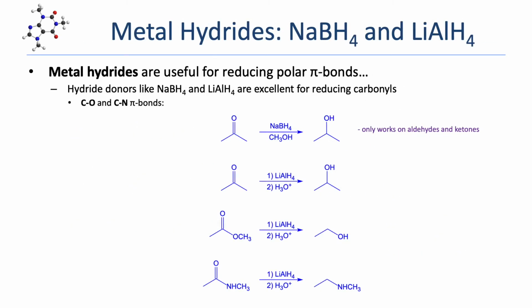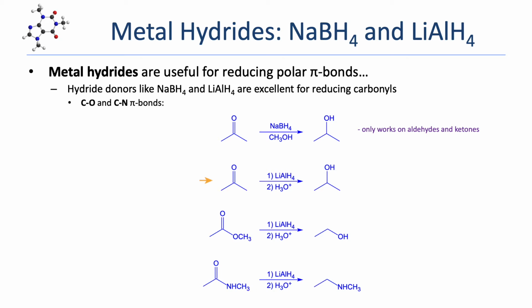The next category of organic reductions are those that use metal hydrides or hydride donors. Hydride donors can be thought of as sources of H-, or hydride, and are useful for reducing more polar pi bonds, particularly the C-O pi bonds of carbonyls. The most common hydride donors are sodium borohydride and the more powerful lithium aluminum hydride. In the first example, we see the reduction of a ketone with sodium borohydride to give an alcohol. In general, sodium borohydride can only be used to reduce aldehydes and ketones, and not other, less reactive carbonyl types.